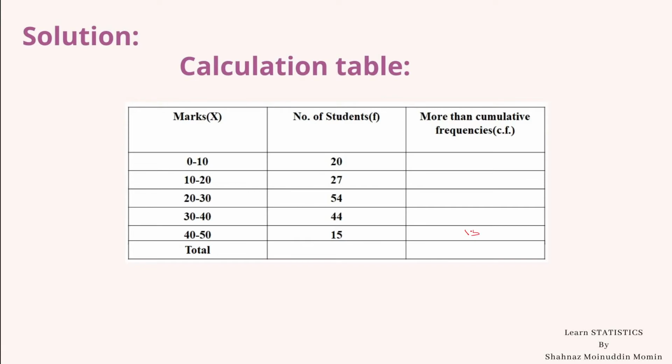Write the first frequency 15 as it is, then add the last two, 15 and 44. It comes out to be 59, then the last 3, 113, 140 and 160. Here the total number of students is 160.